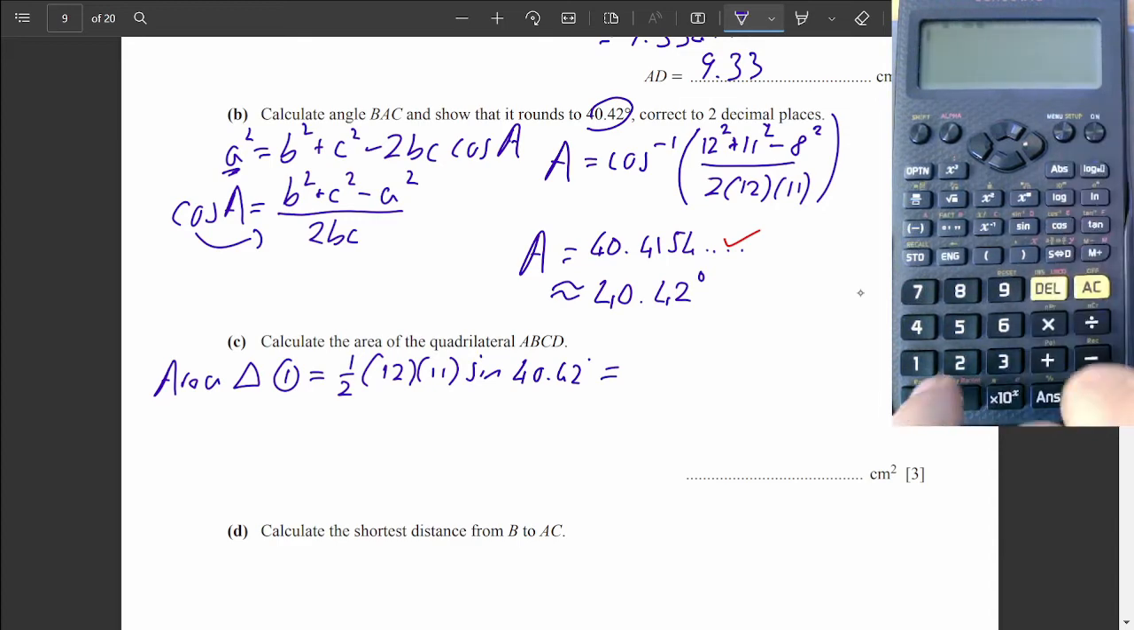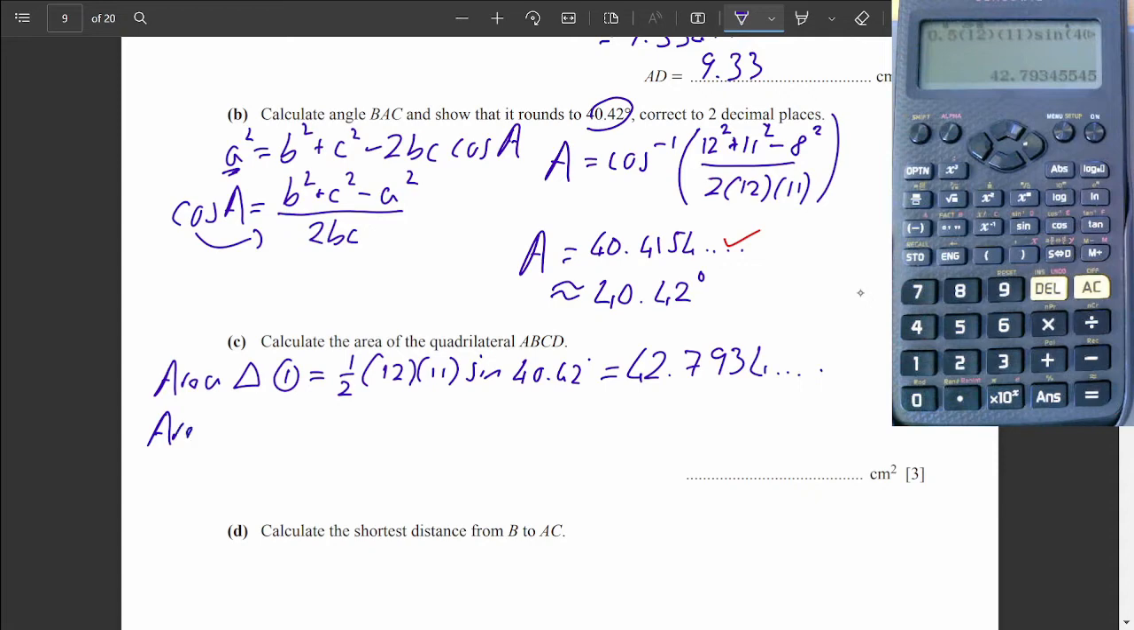Okay, let's type that in. A half, 0.5, times 12 times 11, times sin 40.42. Okay, that gives me 42.793. Don't round it yet. Put a nice bunch of decimals in there.